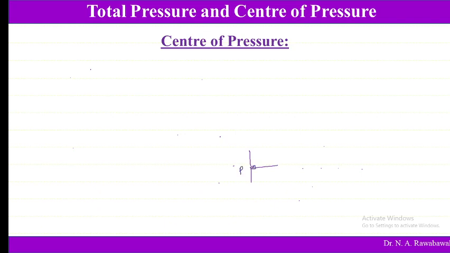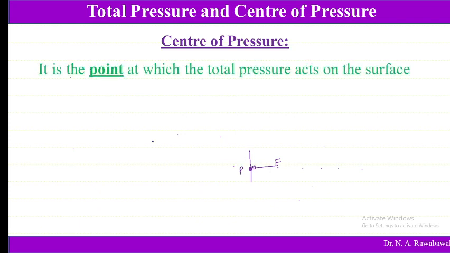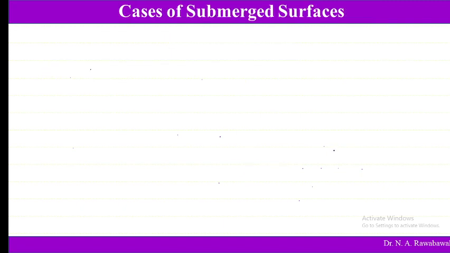So the point at which this total pressure force acts is known as the center of pressure. Center of pressure is nothing but the point or location at which total pressure acts on the surface. Now there are different cases of submerged surfaces over which the hydrostatic force, or total pressure, acts.